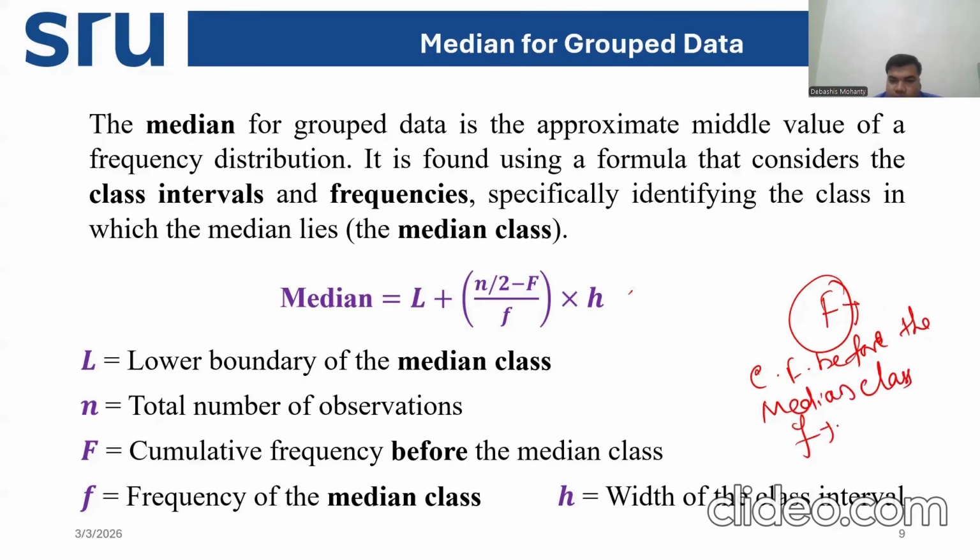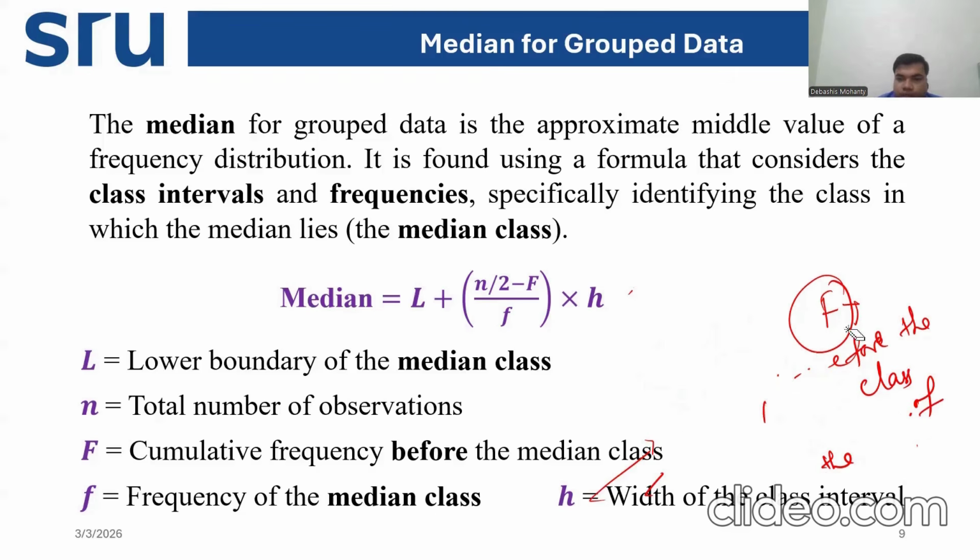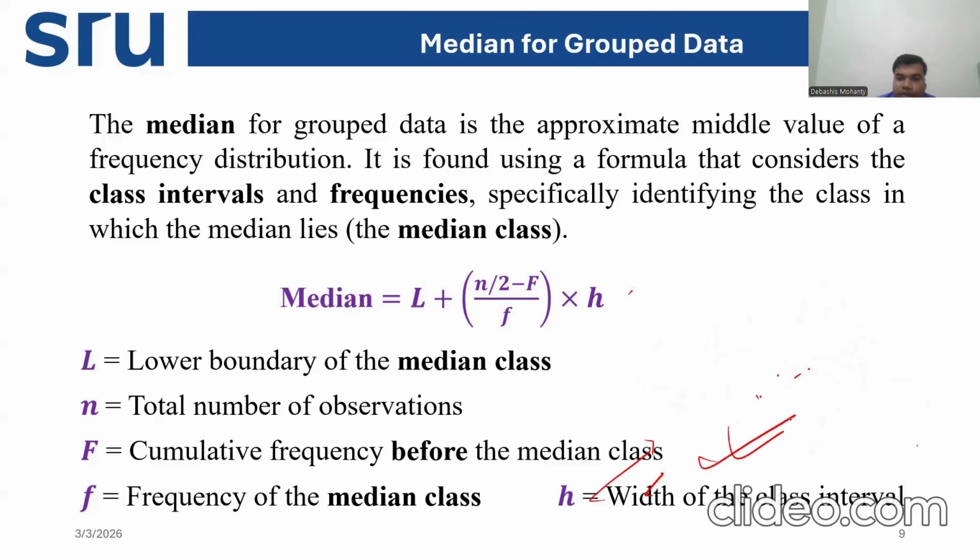And this small f is the frequency of the median class. Right? And this x value, that is the width of the class interval. So these terms are very important. Don't misunderstand this, because capital F and small f, try to understand this. Capital F is the cumulative frequency, small f is the frequency of the median class.